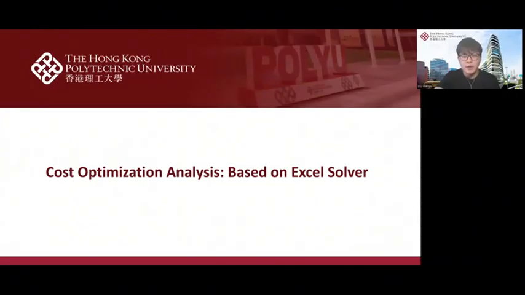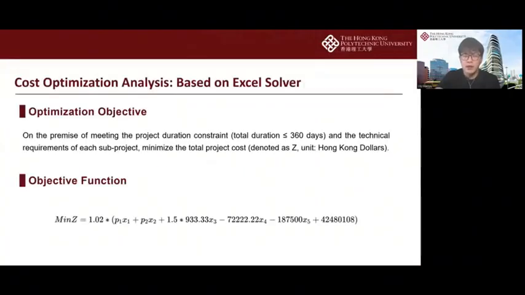Next, I will explain a part of the cost optimization analysis based on Excel software in this project. The core of this section is to minimize the total project cost while meeting the project constraints. First, let's clarify our optimization objective. On the premise of ensuring the total project duration is less than or equal to 360 days and meeting the technical requirements of each subproject, we aim to minimize the total project cost, denoted as Z, unit Hong Kong dollars, and the objective function is shown below.